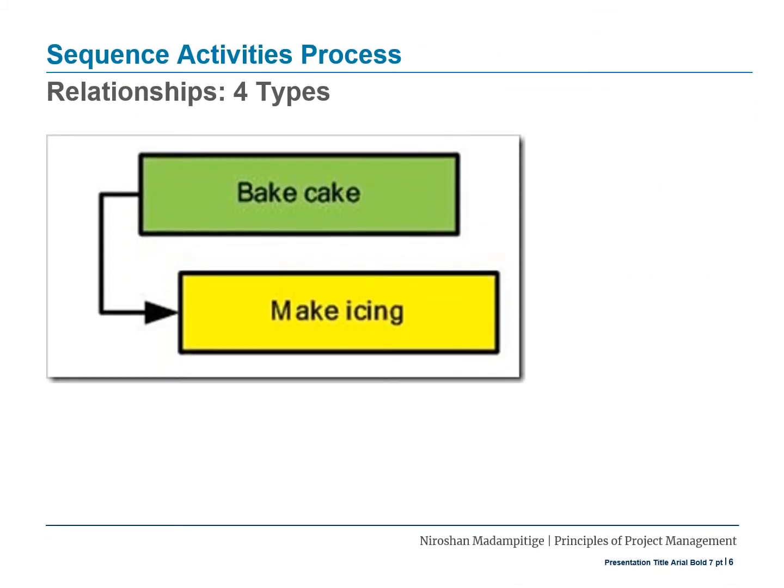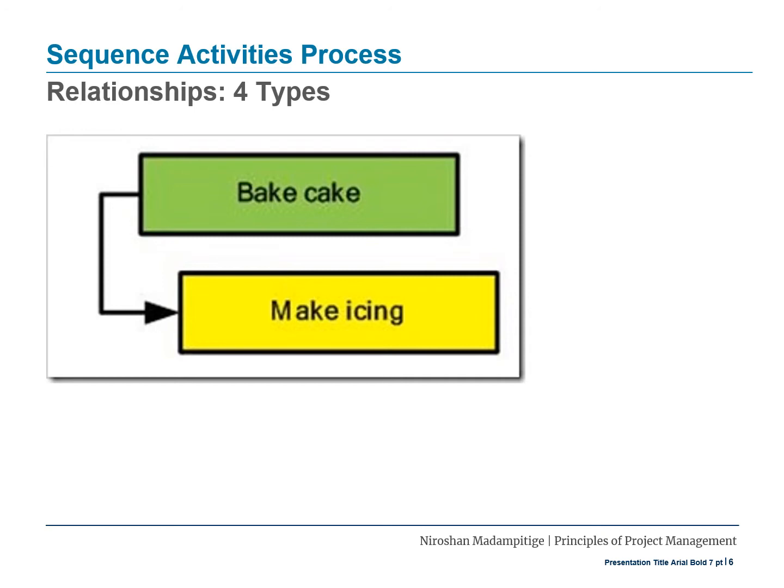Let's have a look at the second type of the relationship with the same example. That is start to start. Start to start dependencies are used when the second task in the relationship can't begin until after the first task in the relationship begins. Start to start dependencies don't require that both tasks start at the same time. They simply require that the first task has begun in order for the second task to begin.